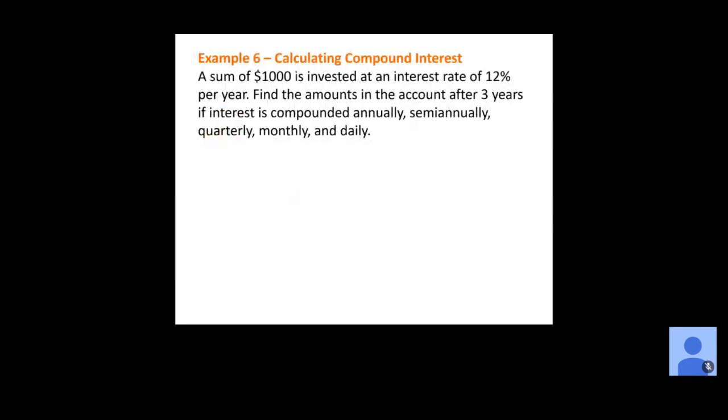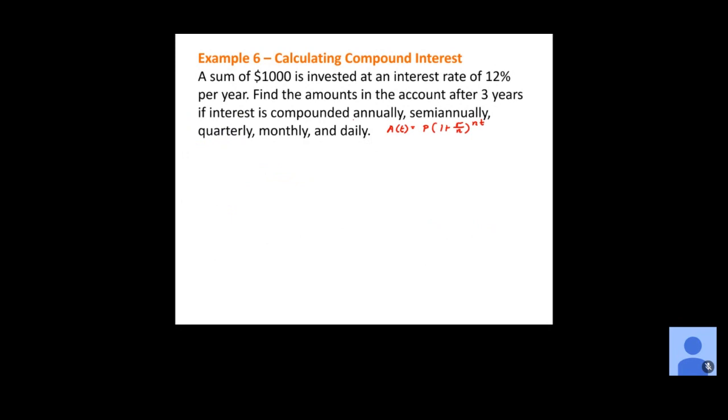So let's take a look here at this example. We have a sum of $1,000. We're investing it at an interest rate of 12% per year. We want to find the amounts in that account after 3 years, and we're going to do this annually, semi-annually, quarterly, monthly, and daily. Right? So we're going to do this 5 different times just to see what the difference is and how much money we would have. Okay, so again, our formula here, A of t equals P times 1 plus R over N to the NT.